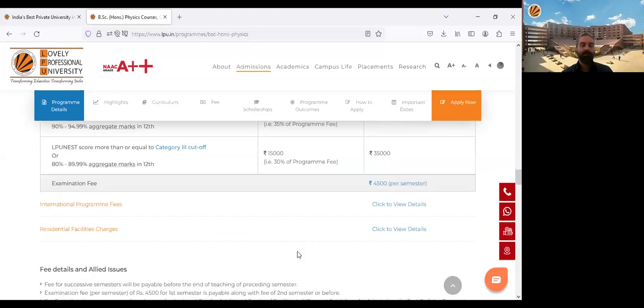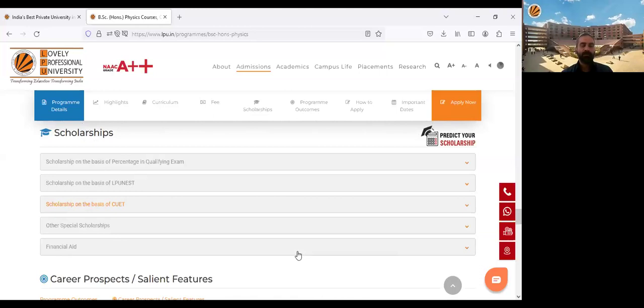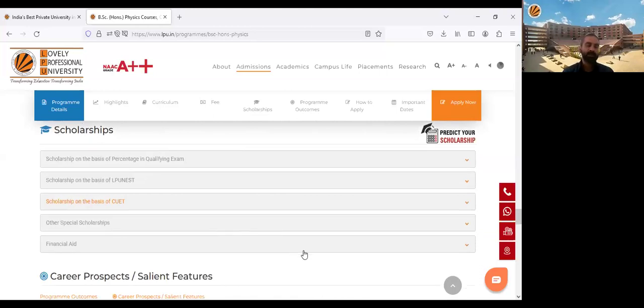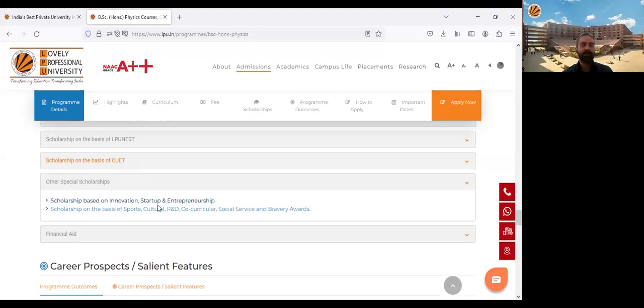And furthermore, if you want to know what other scholarships you can get over here, then on the basis of CUET scholarship, we are giving other scholarships over here. If you have innovation, a startup, or entrepreneurship, then we give the scholarship.